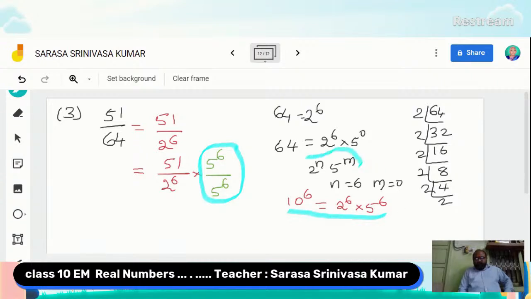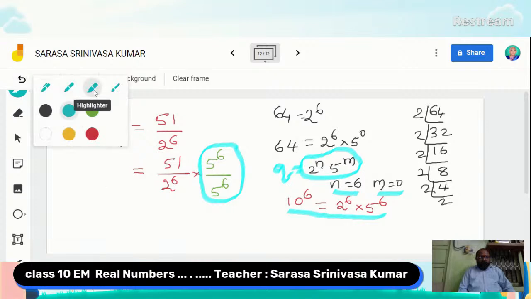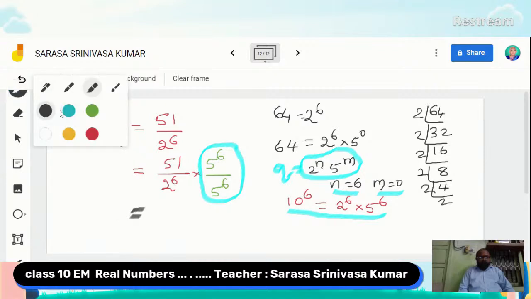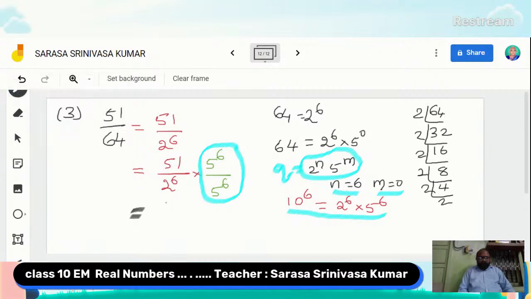So here we have compared the denominator q equal to 2 power n 5 power m. Here n equal to 6, m equal to 0. So now we have to multiply. This is equal to 51 multiplied by 5 power 6 divided by 10 power 6.